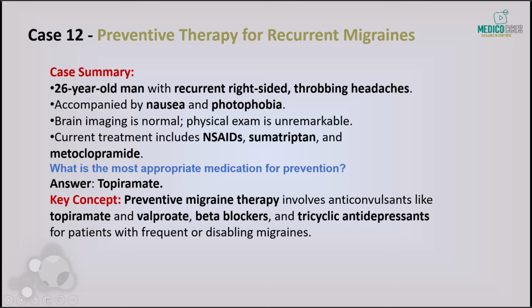Abortive medications, such as non-steroidal anti-inflammatory drugs, triptans, and antiemetics, remain useful for acute symptom relief but do not prevent future headaches. The patient's current treatment addresses acute symptoms, but a preventive approach is now necessary to improve his quality of life and reduce headache occurrences. So, migraine preventive therapy includes medications such as anticonvulsants, topiramate, valproate, beta blockers, and tricyclic antidepressants. These medications are prescribed when migraines occur frequently or impact daily life.